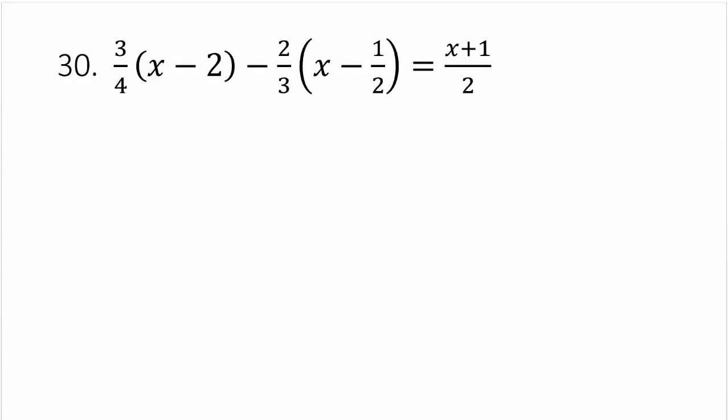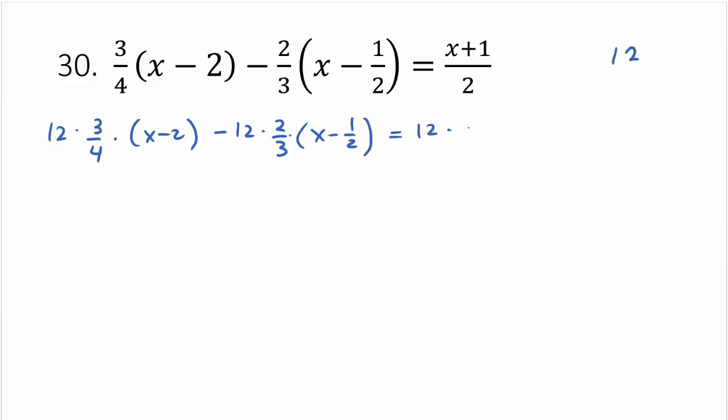Okay, this one, similar to the last one, the LCD is 12. So I'm going to multiply each term by 12, everything in the problem by 12. So I have 12 times 3/4 times (x minus 2) minus 12 times 2/3 times (x minus 1/2) equals 12 times (x plus 1) over 2.